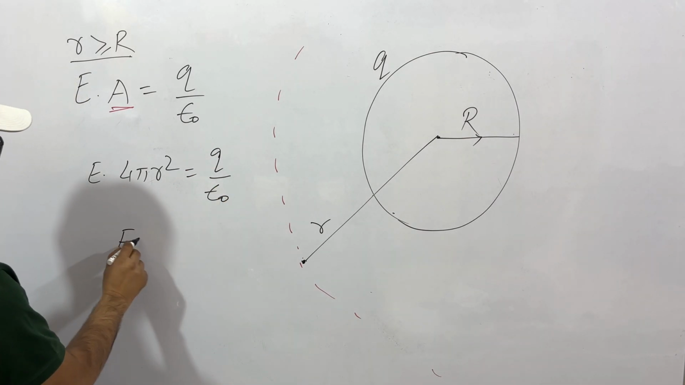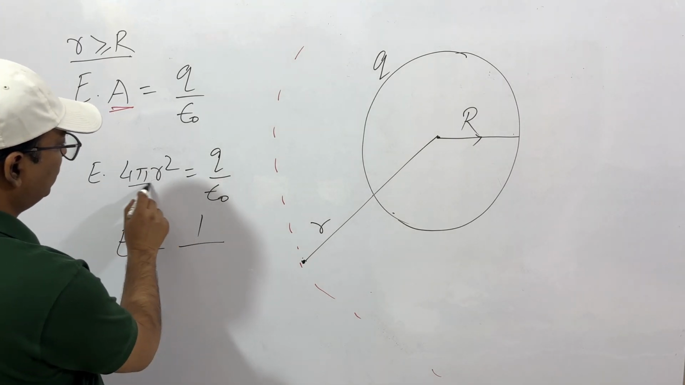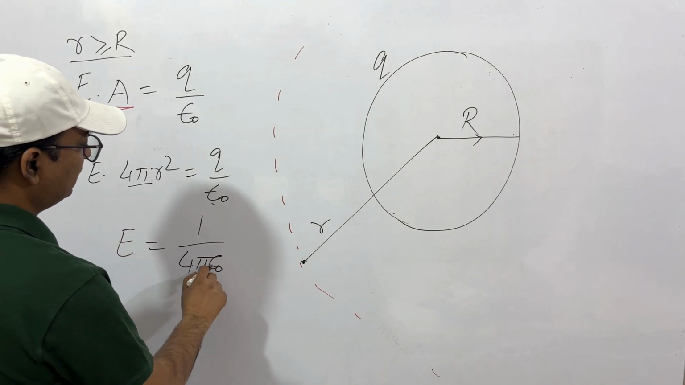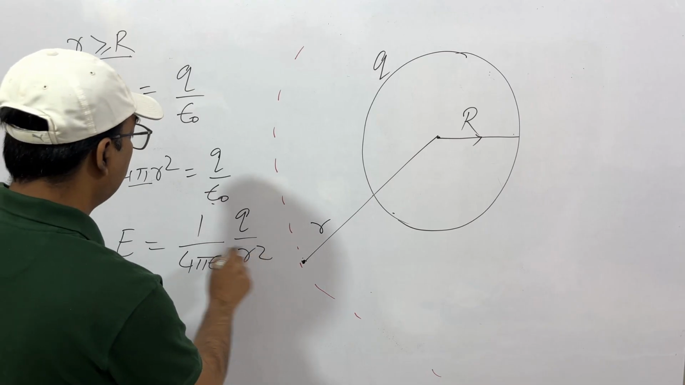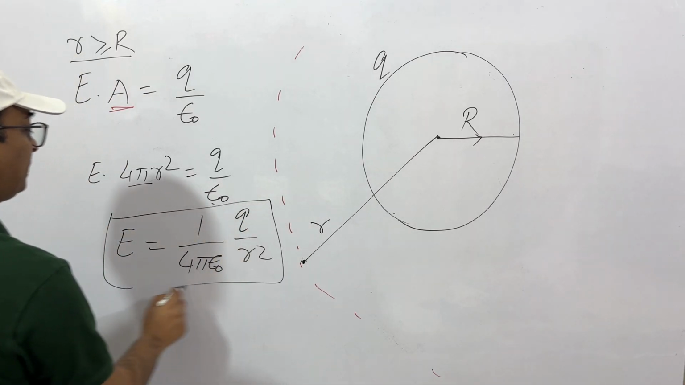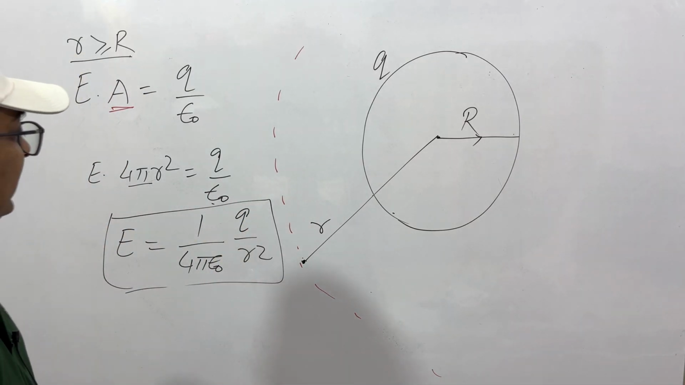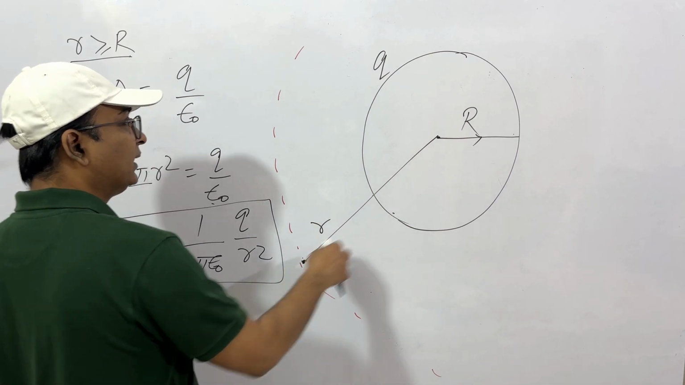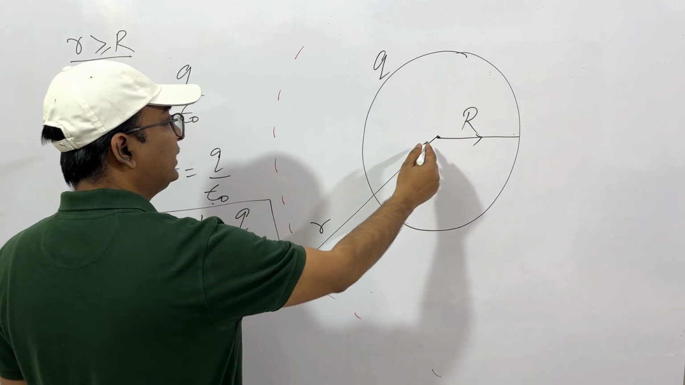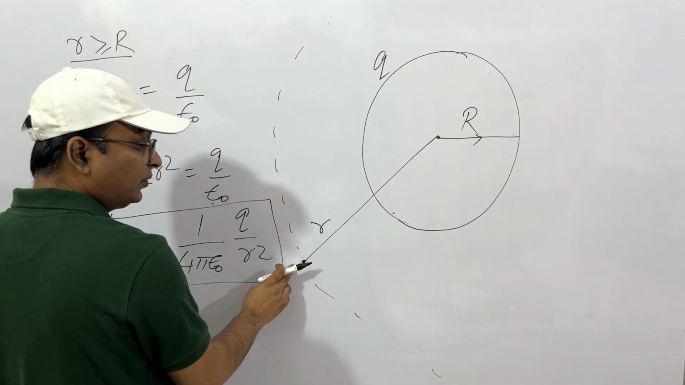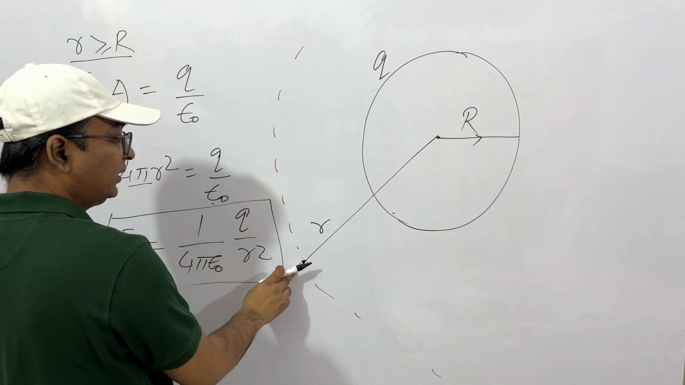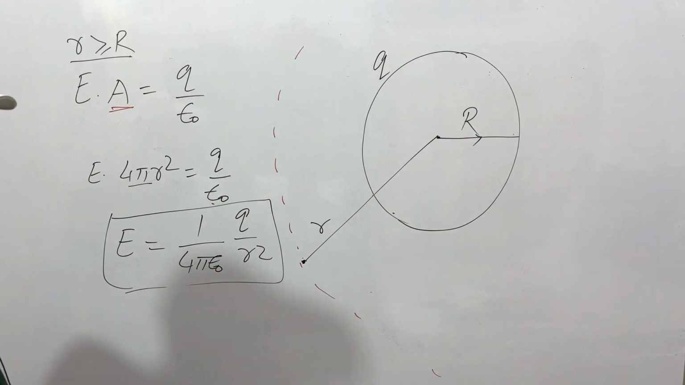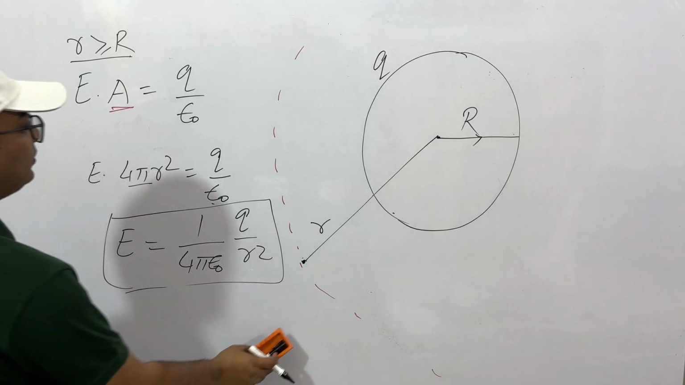Now if you rearrange, you get 1 by 4 pi epsilon 0 q by r square. Now if you look at this expression carefully, it simply reflects that you are taking the electric field intensity due to a point charge at this point. That is a point charge of q, and you have to find the electric field intensity r distance away from it. This expression is equivalent to that. Okay.